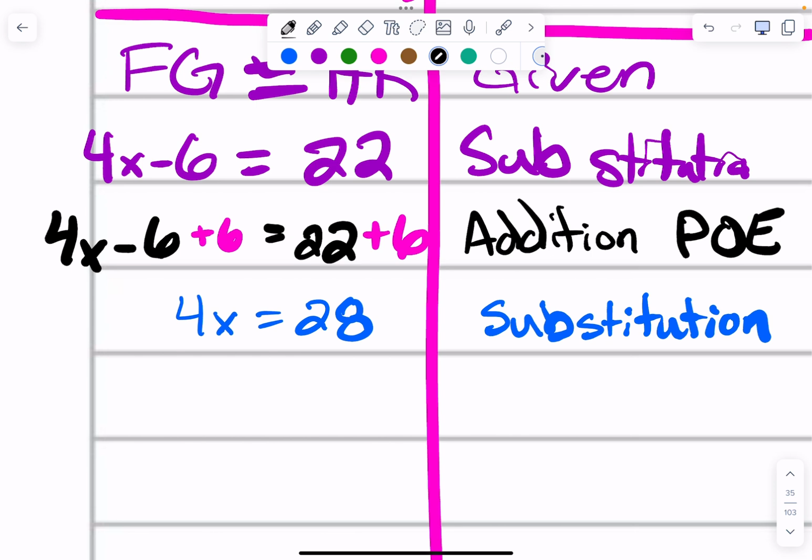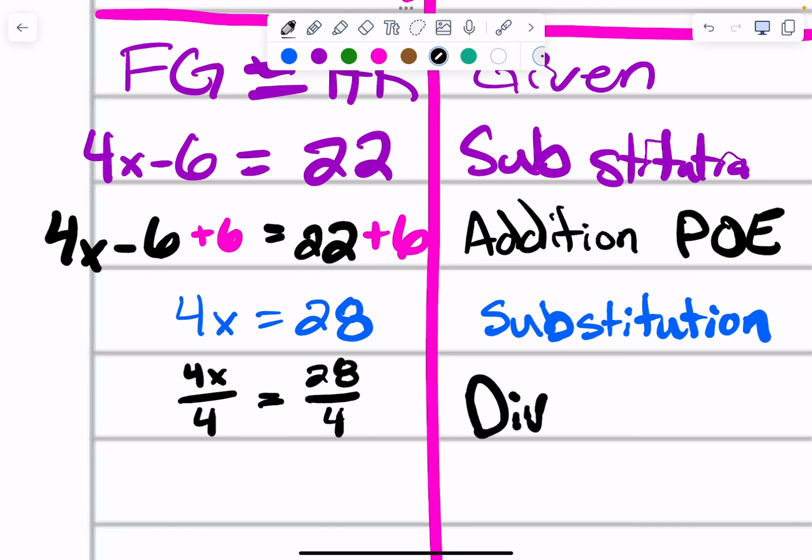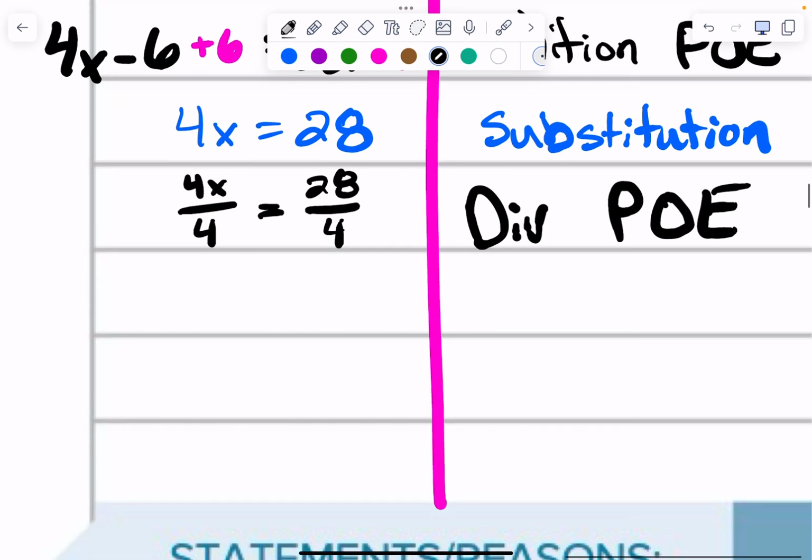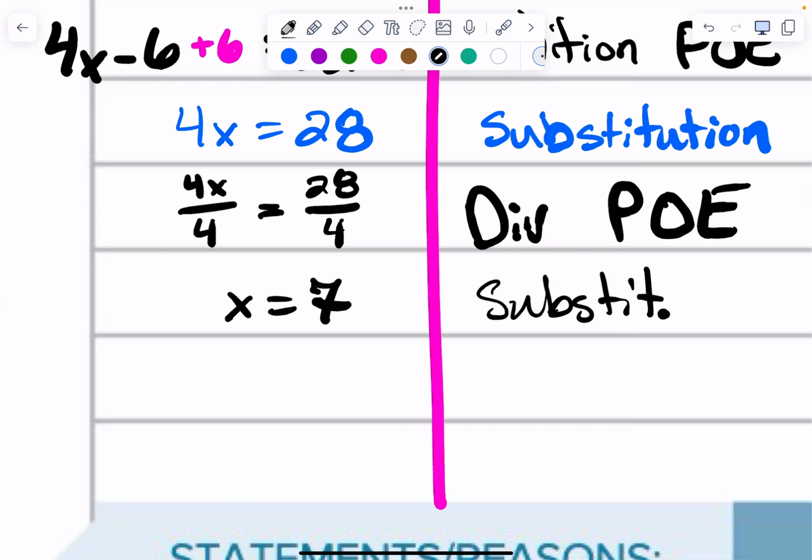Now, my next step, what are you going to do to the next thing? I'm going to divide by 4. So they will probably have you write it like this. I'm going to divide by 4 equals 28 divided by 4. And that is the division property of equality, okay? But then my final step will be x equals 7, and that is called substitution, okay? It's because you are substituting 7 in for the value of 28 over 4, and you're substituting x in for 4x over 4. So sometimes they will make you do it the longhand way, right?